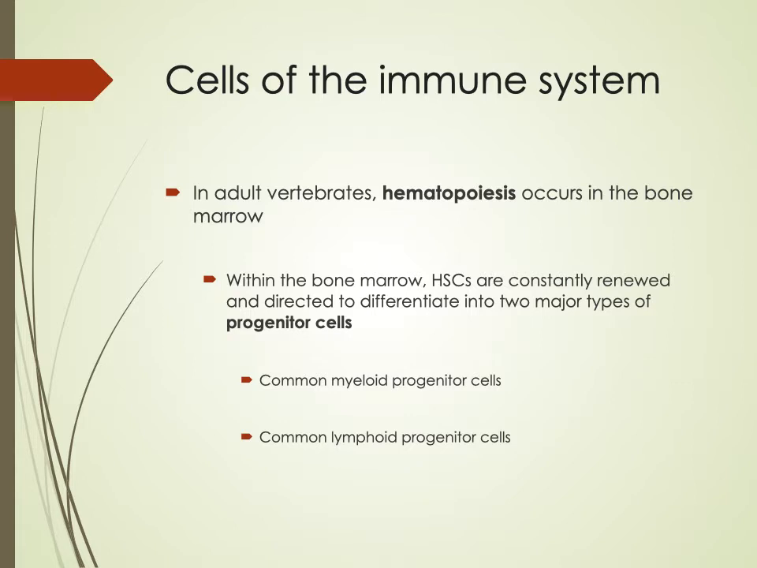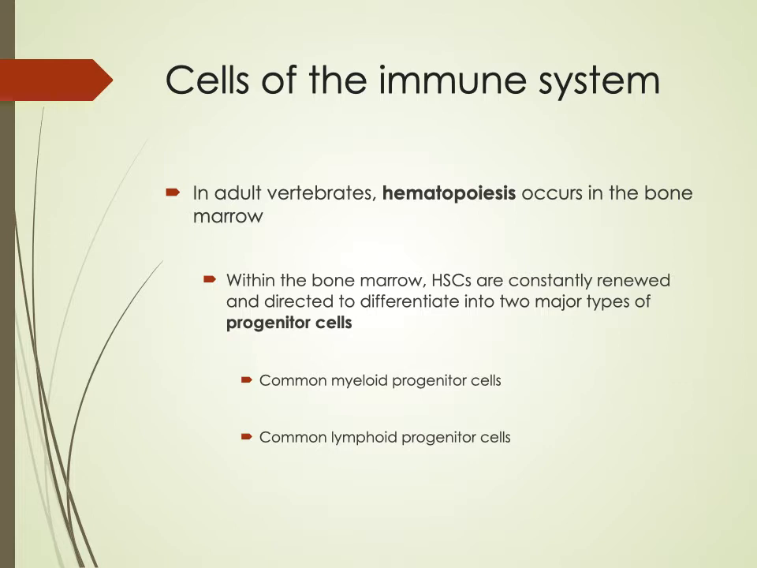So when we look at the cells of the immune system in adult vertebrates, hematopoiesis is the process in which we get our different cells of the immune system. In this process, hematopoiesis occurs in the bone marrow. So within the bone marrow, hematopoietic stem cells are going to be constantly renewed, so we can renew the different immune cells. So what happens is the hematopoietic stem cell, HSC, actually gets directed to differentiate into different types of progenitor cells.